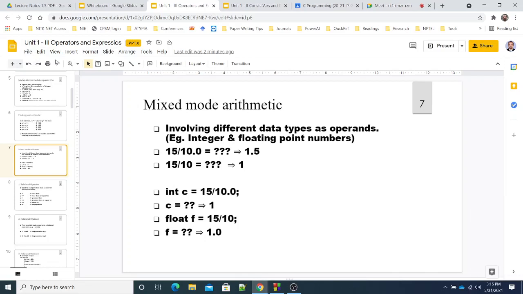230 to 320, right? So I should be stopping.